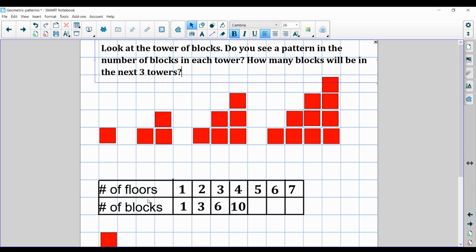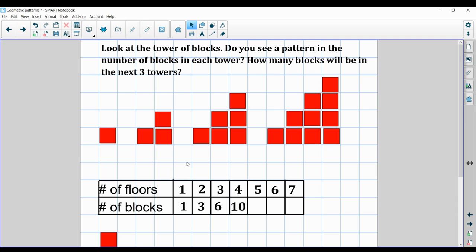So what we have down here is a table that helps show what this pattern is. These are floors. Imagine this is a floor of a building. For you Lego builders, this should be a piece of cake. If I have 1 floor, I have 1 block. If I have 2 floors, I have 3 blocks. If I have 3 floors, I have 6 blocks. And if I have 4 floors, I have 10 blocks. Now the question is, how many blocks are going to be in the next 3 patterns? 5 floors, 6 floors, 7 floors.